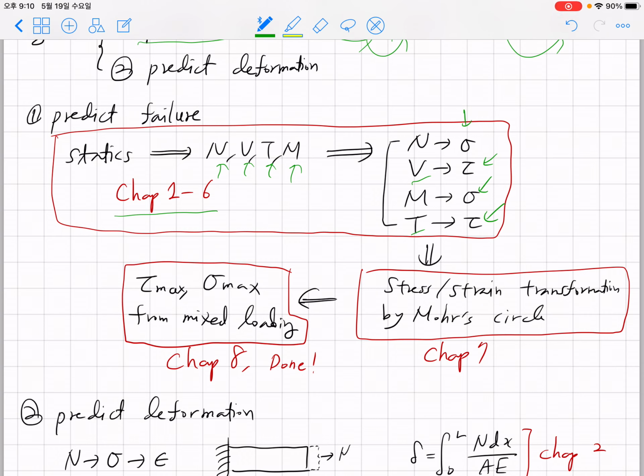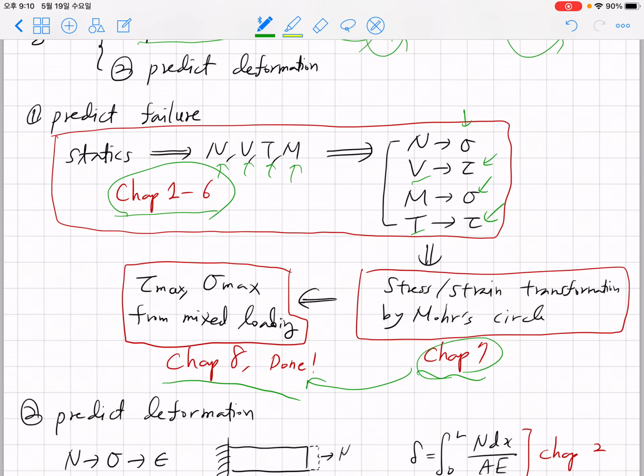vertical shear force and torsion torque T. Okay, and then in chapter 7 we discussed how to combine normal stress and shear stress, and how to do stress transformation and strain transformation based on Mohr's circle. And then in chapter 8, which is the last chapter, we tried to combine all the knowledge we have accumulated from chapters 1 through 6 and chapter 7, and solved relatively complex problems.